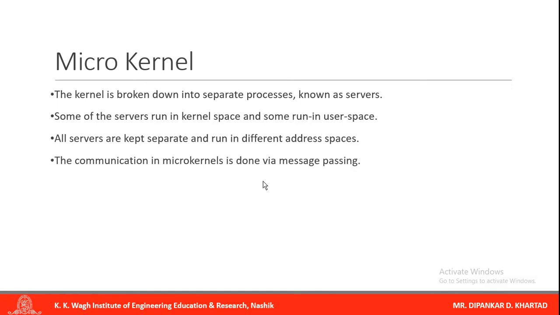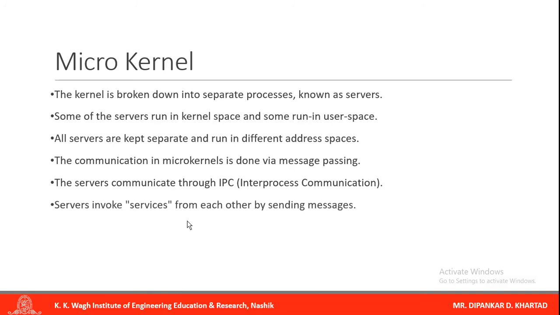The communication in microkernel is done via message passing, because if one server wants to communicate with another server, this communication is done by using message passing. The servers communicate through IPC, which is called inter-process communication. Two servers of a kernel communicate with each other by IPC. Servers invoke services from each other by sending messages.